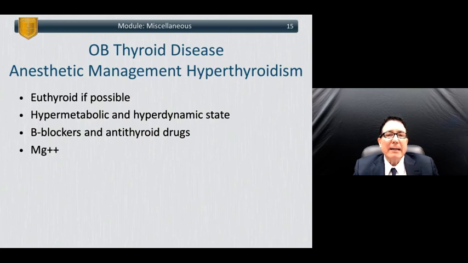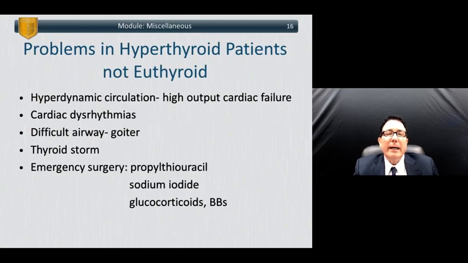Beta blockers and antithyroid drugs may be used in these patients, or they can come to the operating room with these drugs on board, and obviously there is potential for side effects and interaction with other drugs, and the use of magnesium also in these patients. If they're not euthyroid, for example, if they require urgent emergency surgery, trauma patients, for example, these patients can be very difficult to manage because of their hyperdynamic circulation.